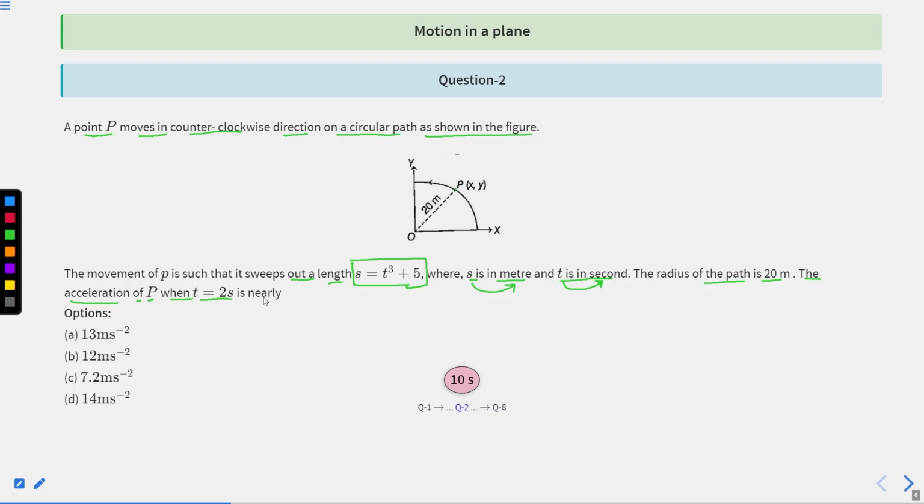In this question we are asked about the acceleration. Option A is 30 meter per second square. Option B is 12 meter per second square. Option C is 7.2 meter per second square and option D is 14 meter per second square. So which option is correct? You have 10 seconds to solve this question. After 10 seconds, we will provide the solution.